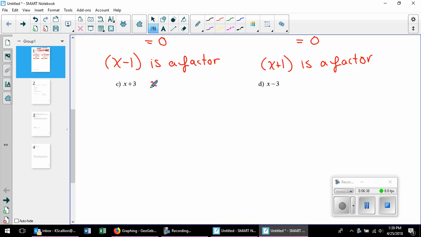So this one, again, you're going to solve for that non-permissible value. That's going to be your trick to this.